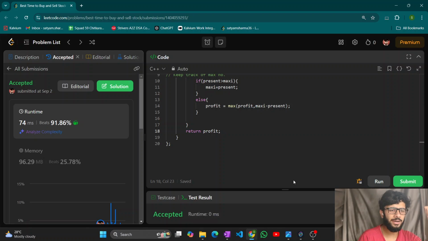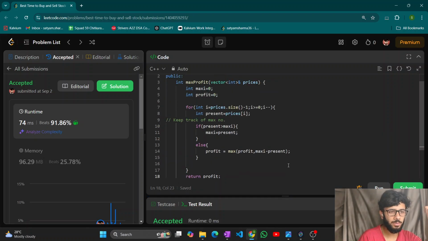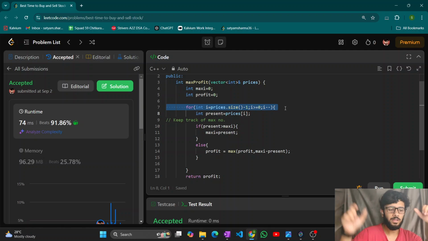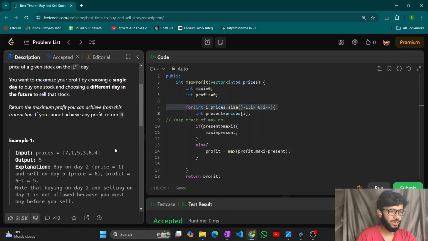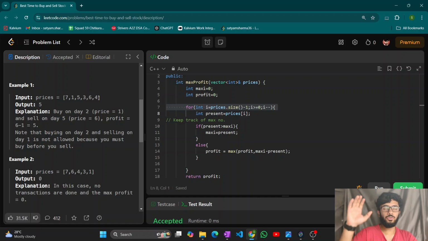Now let's iterate once more and see how this whole problem is working. What will happen? First of all, you will have an initialized maxi and profit. Maxi means the maximum value which you have to keep track of, and profit is the profit which you have to book. Now, iterating from the backwards, you will be keeping track of the maximum number. It is just like if you can see in the future. That was the day when we will book the maximum, when this stock will reach its maximum value.